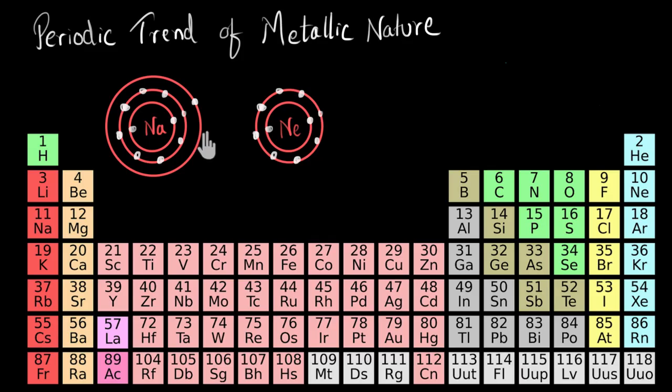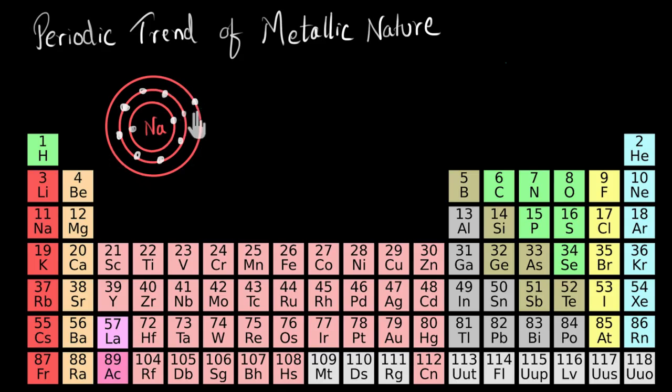But before we begin, let's try to find out what makes it easy or hard to give away this outermost electron. Well, actually, you will recall that the electrons are held in their position because of the pulling force by the nucleus. The nucleus has positively charged protons and they will attract the negatively charged electrons, right? Opposite charges attract each other. So because of this pulling force, the electrons are held in their position.